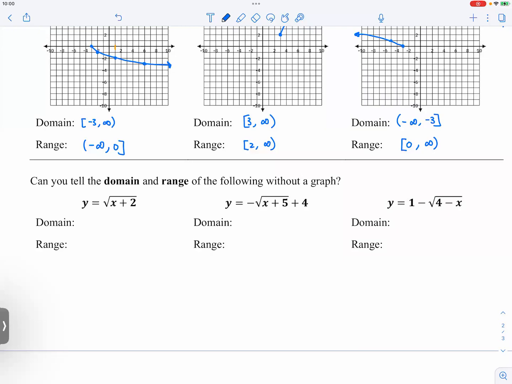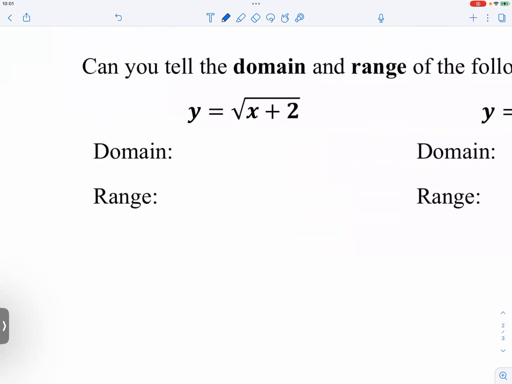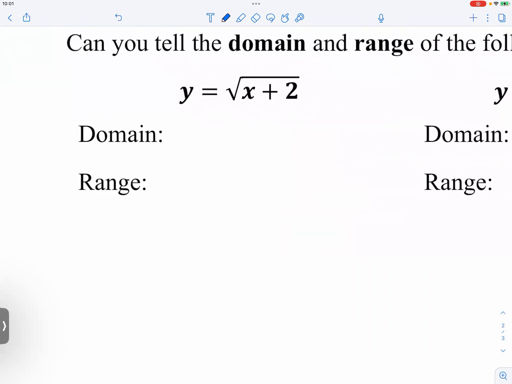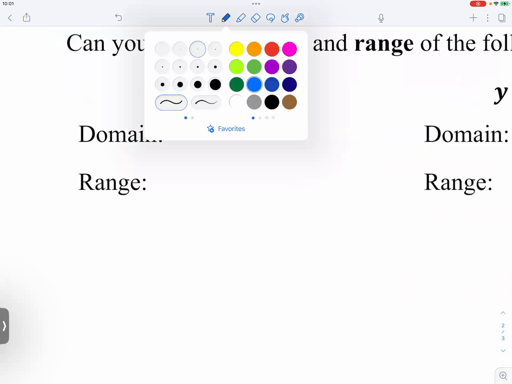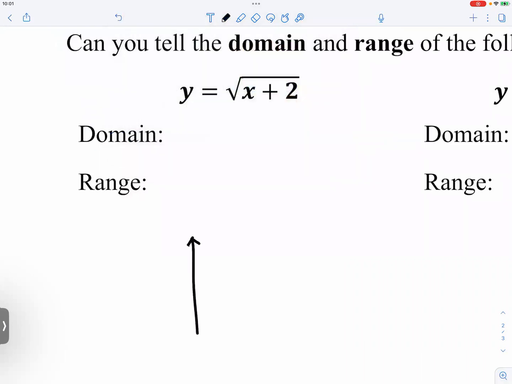For the bottom three questions, we're asking you to tell the domain and the range without a graph. Well, just because we didn't ask you to draw a graph doesn't mean that you will get penalized if you draw a graph, okay? So you are more than welcome to make a sketch yourself. And I would strongly recommend you to make a sketch yourself for two reasons. One, it makes it a lot easier to tell the domain and range because you can visualize it.